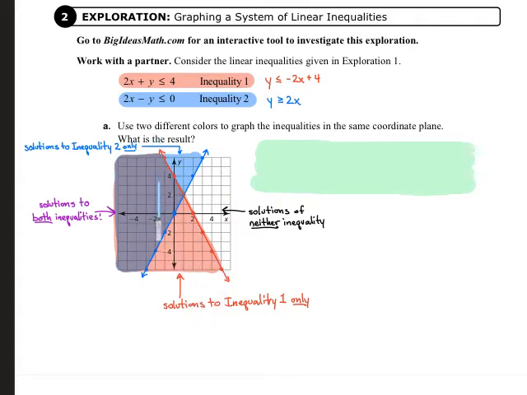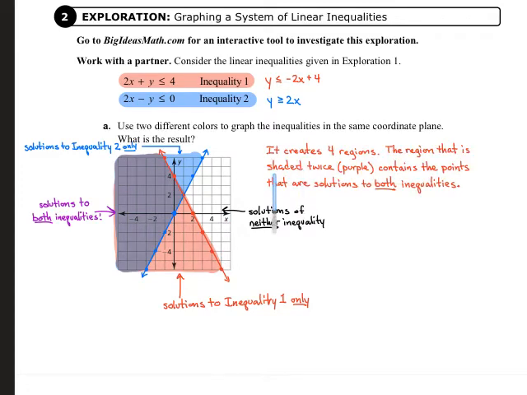And look what happens here. Since we've got two inequalities on the same coordinate plane, it splits the coordinate plane into 4 regions. The region that is shaded twice, so that would be this area, contains the points that are solutions to both inequalities. It makes perfect sense if you really think about it.